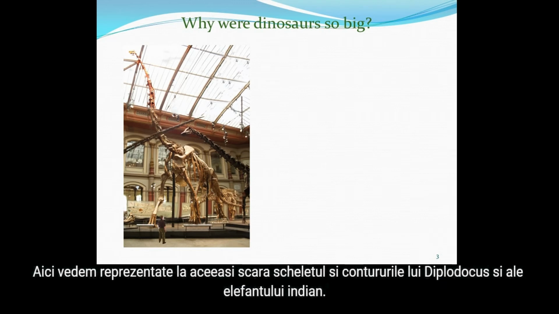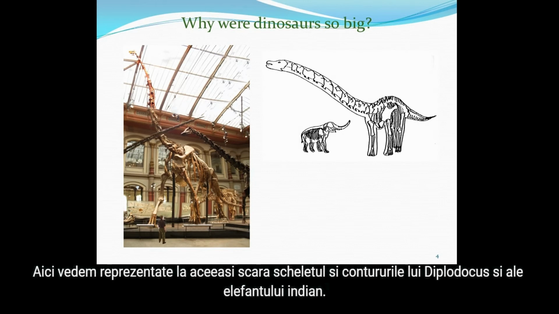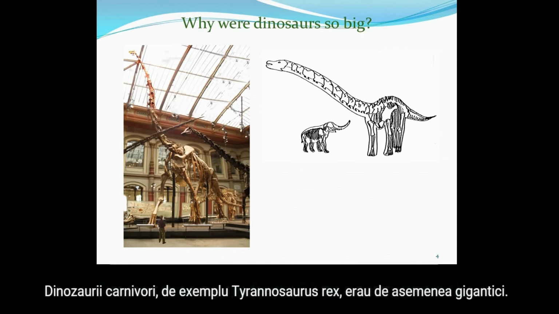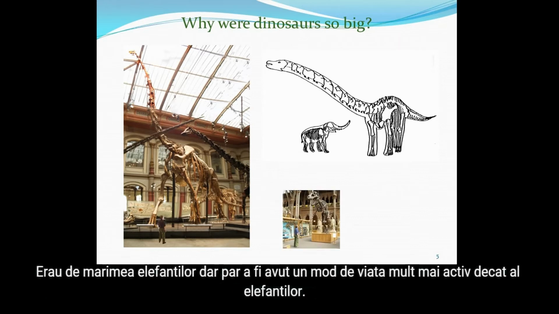Here's the skeleton and outline of Diplodocus and the Indian elephant, both drawn to the same scale. Diplodocus stood 3.8 meters tall at the hips. The Indian elephant is only 3.1 meters head height. Carnivorous dinosaurs, such as Tyrannosaurus rex, were also gigantic. They were comparable with elephants in size, but seem to have led a much more active lifestyle than any elephant.